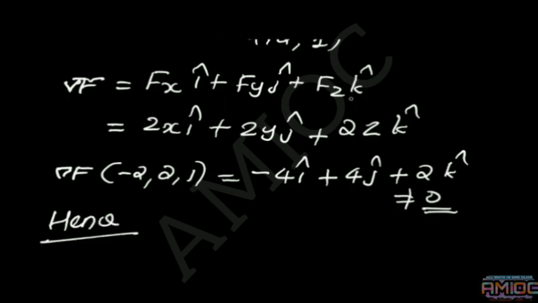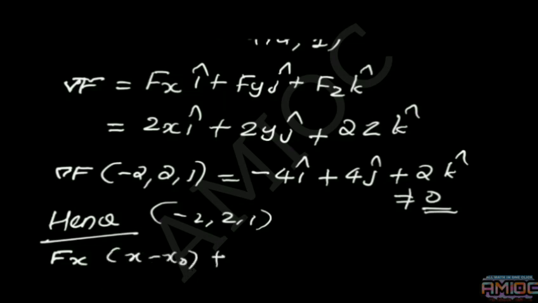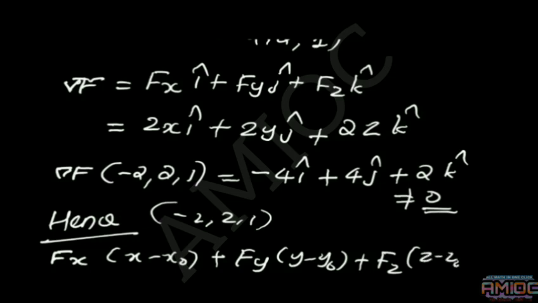the equation for the tangent plane at the point (-2, 2, 1) for the level surface is given by fx at (x naught, y naught, z naught), that is fx at P, into (x minus x naught) plus fy at P into (y minus y naught) plus fz at P into (z minus z naught) equal to 0. Now we can substitute the values for fx, fy, fz and x naught, y naught, z naught.